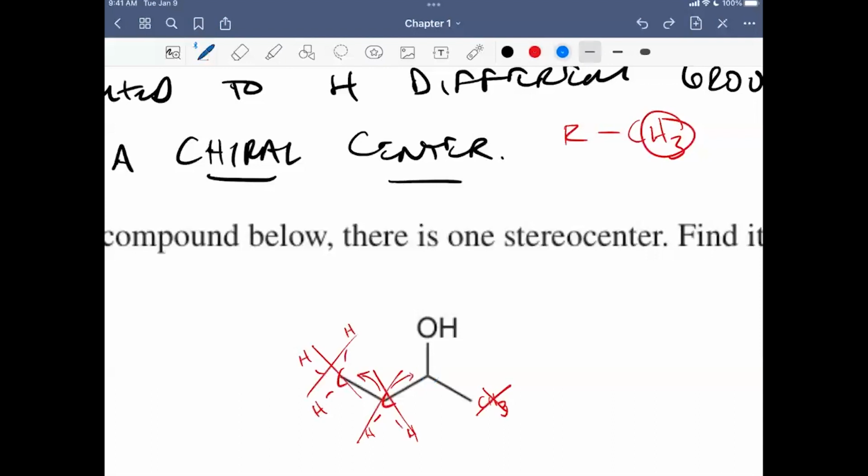And let's check to see if that's true. This carbon is attached to an alcohol group, so that's different. It's attached to a methyl group, and it's attached to an ethyl group, and then it has a hydrogen going out. So we identified that. That is our chiral center, our stereocenter.